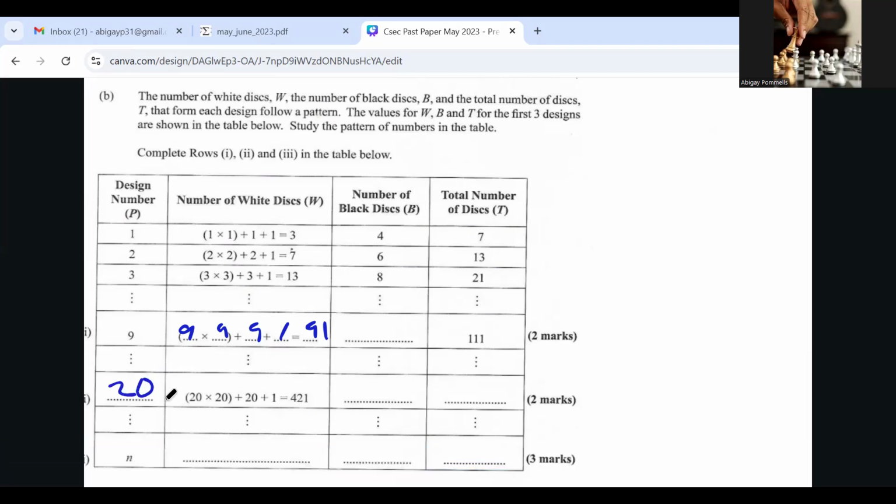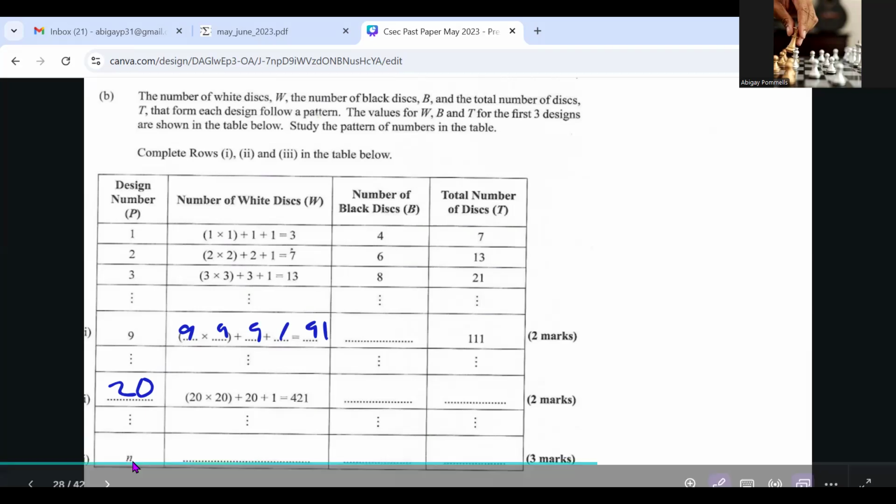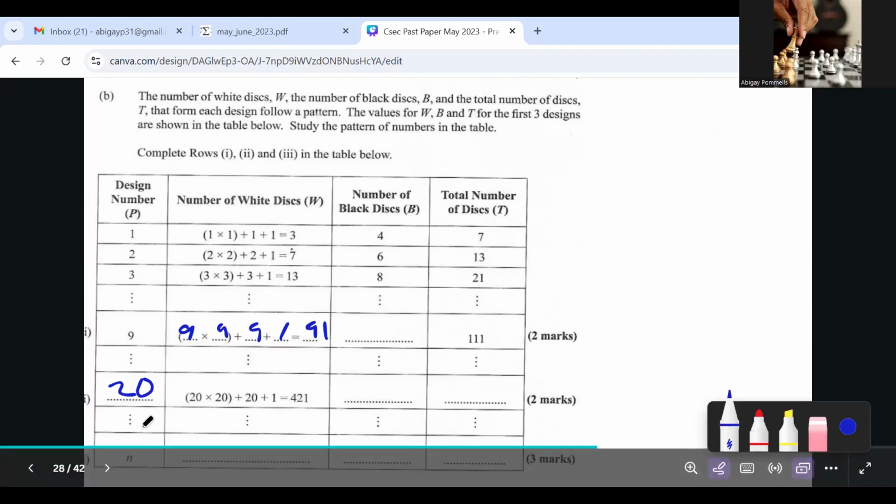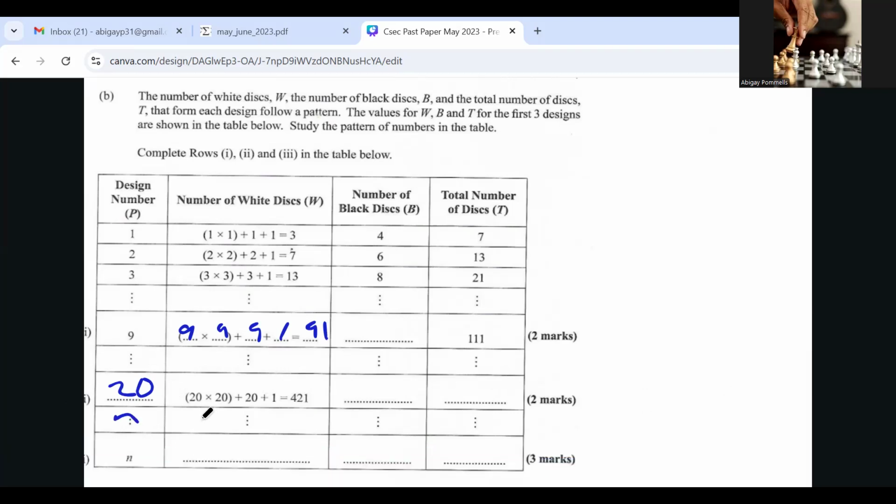Using that, we know based on the pattern, this number would be 20. And if this was n, I'm going to write it up right here. If that's n, then the pattern in here would be n times n plus n plus 1. That would be the pattern.